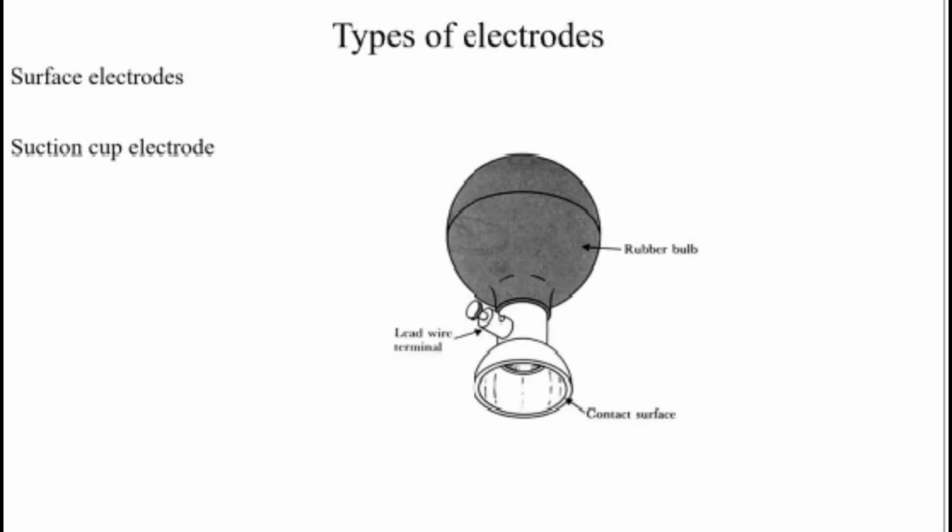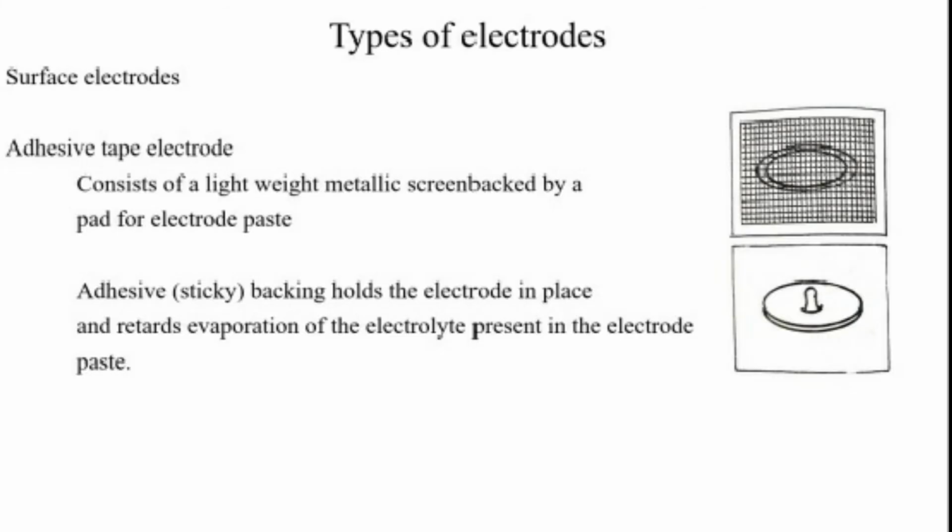Suction cup electrode. The figure shows the suction cup electrode physically larger in size, but this electrode has a small area because only the rim is in contact with the skin. It is well suited for attachment to flat surfaces of the body and to the regions where the underlying tissue is soft.